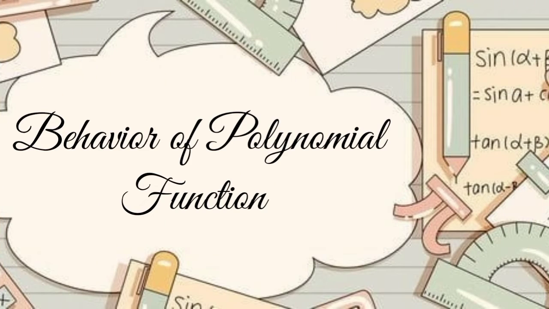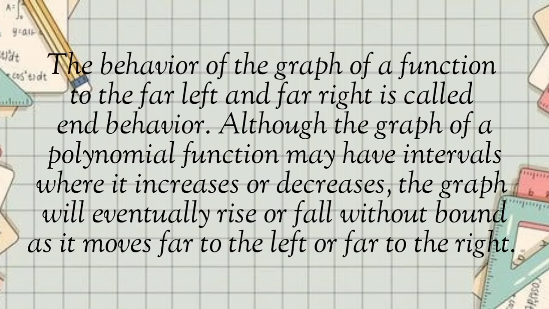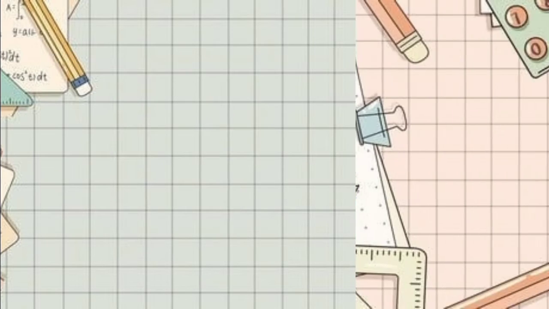Behavior of polynomial function. The behavior of the graph of a function to the far left and far right is called end behavior. Although the graph of a polynomial function may have intervals where it increases or decreases, the graph will eventually rise or fall without bound as it moves far to the left or far to the right.